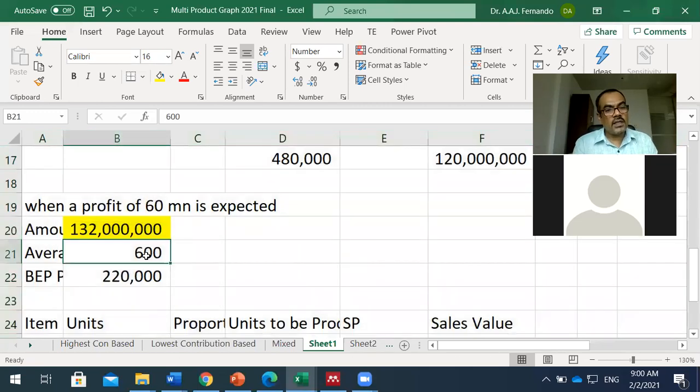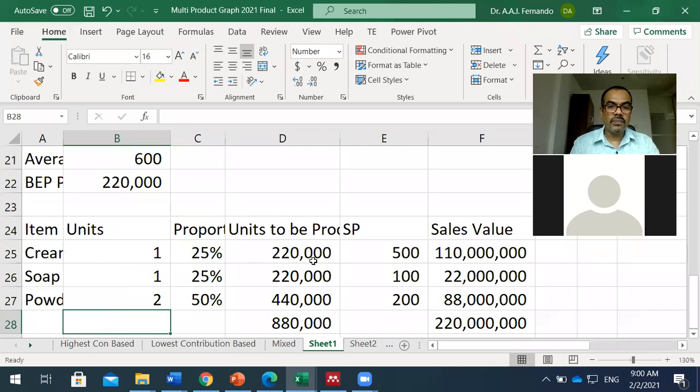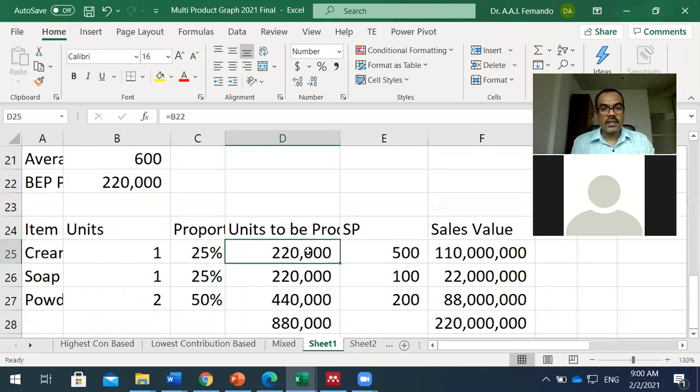Each package gives you 600. So therefore very logical, right? Each package 600, that means if you produce one package, you would be able to recover only 600 rupees from this. So to know the total number, you simply divide 132 million by 600. It tells you that you have to produce and sell 220 bundles to do this. 220 bundles means you have to multiply it by 4, 880. Then we go to the analysis.